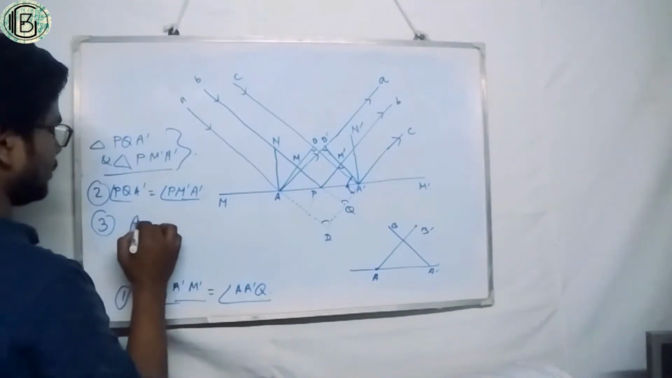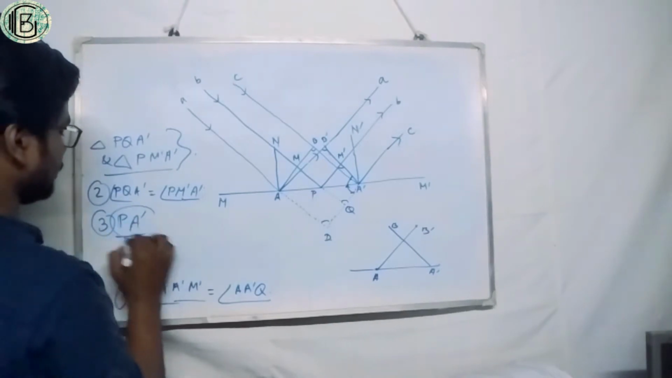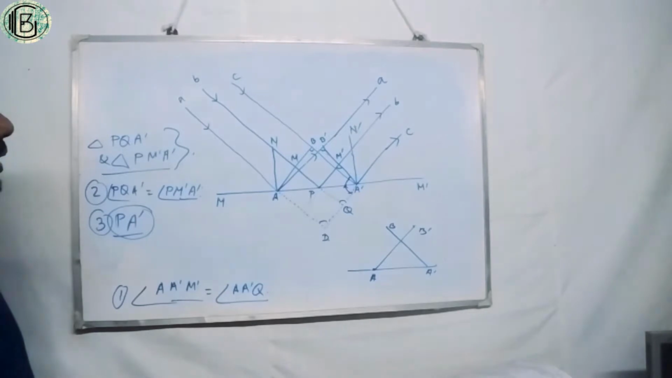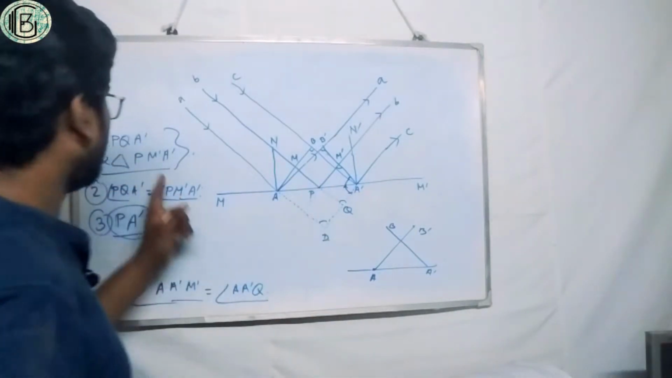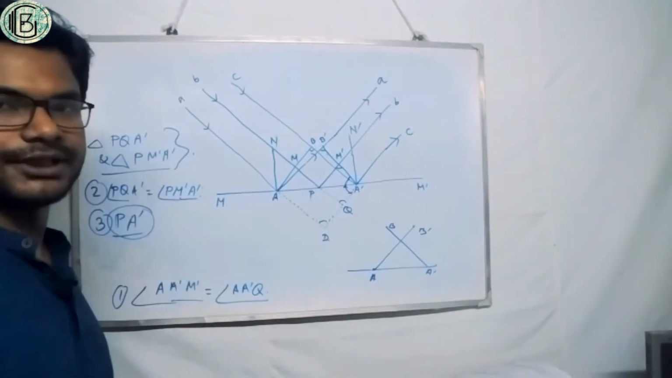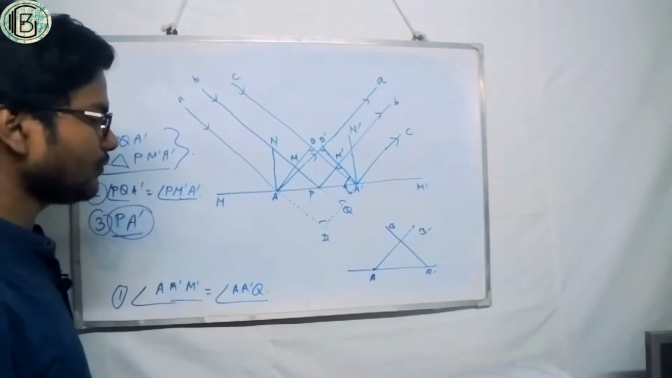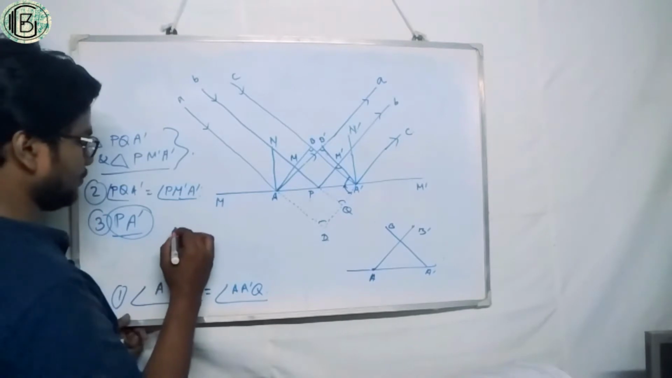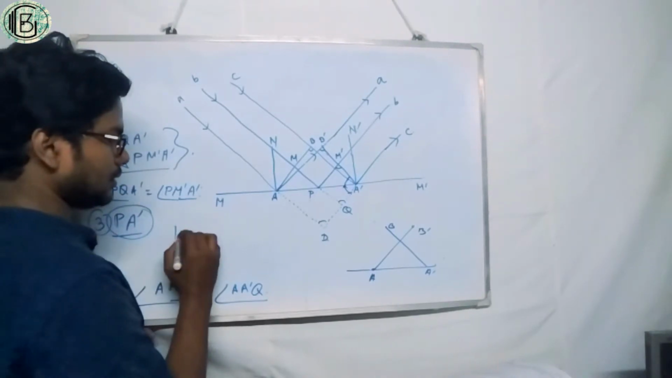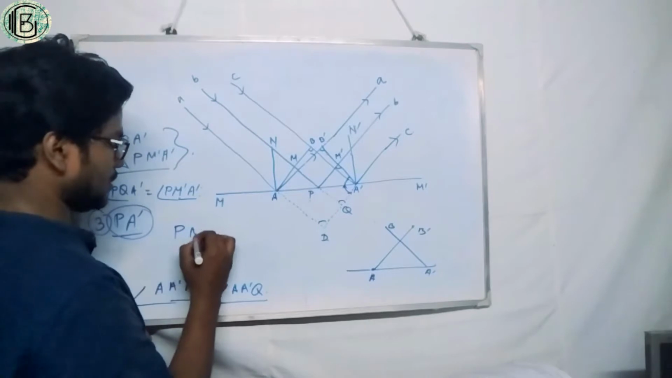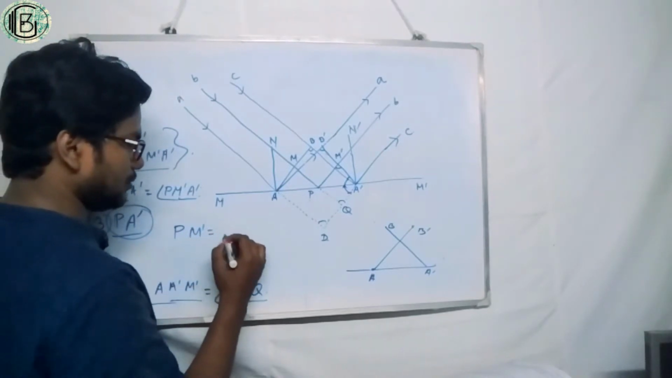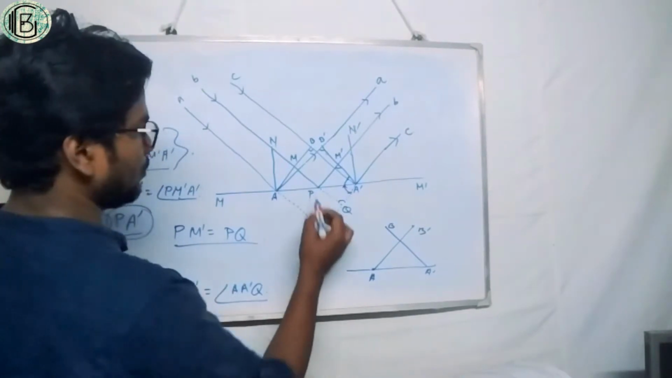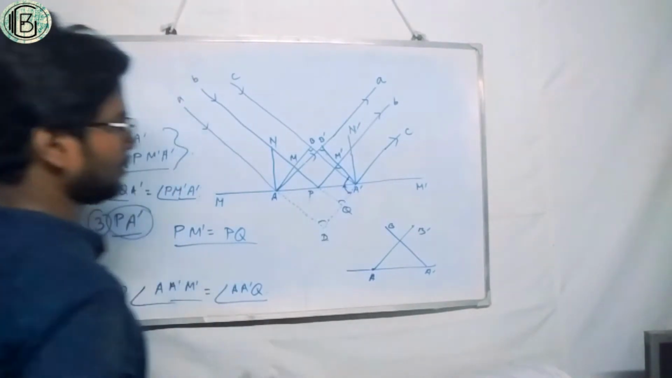And what is our third step? The third step is PA prime. This is the common side actually. PA prime is the common side. So these two triangles are equal in all respects. So we can write that PM prime equal to PQ.